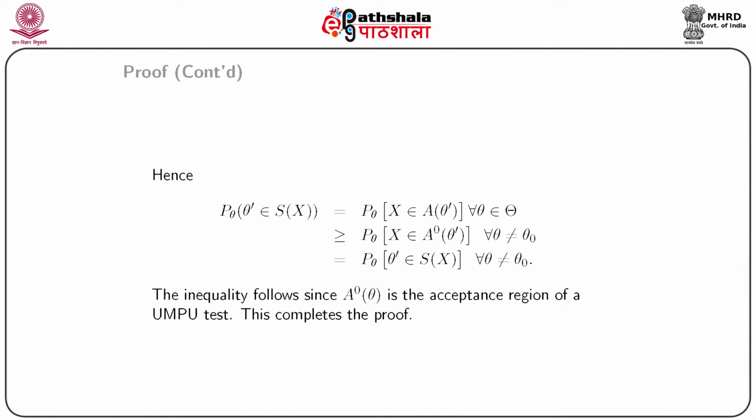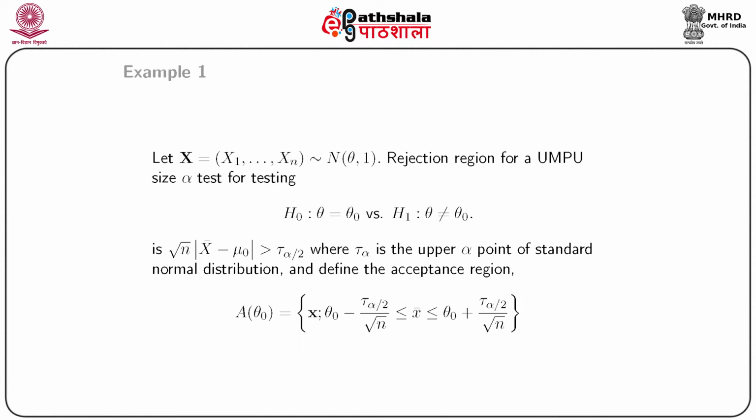And the last inequality follows since capital A naught is the acceptance region of a UMPU test. This completes the proof. Now we consider some examples.